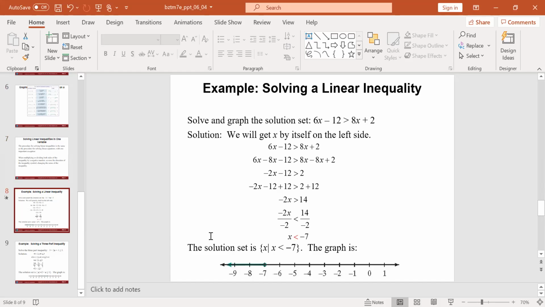Okay, so let's ignore all this business. Let's solve this one ourselves. 6x minus 12 greater than 8x plus 2.